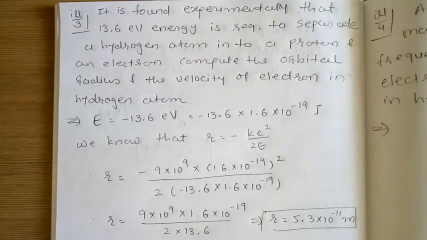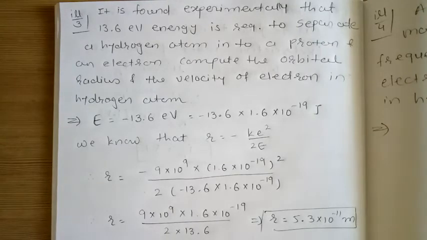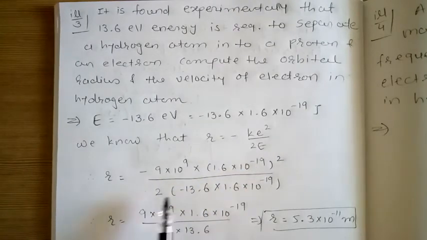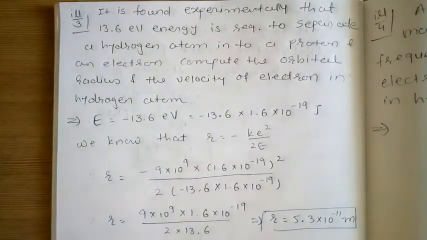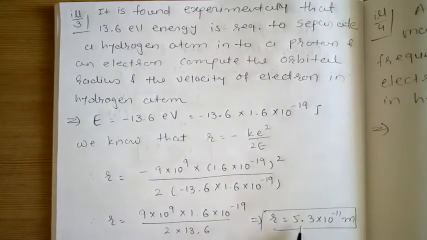Now we have to find out the orbital radius. So we know that r is equal to minus k e square upon 2E. So value of k is 9 into 10 raised to 9, e square, that means 1.6 into 10 raised to minus 19 whole square, divided by 2 into value of E, minus 13.6 into 1.6 into 10 raised to minus 19. So finally we get the value of r, orbital radius, is 5.3 into 10 raised to minus 11 meter.